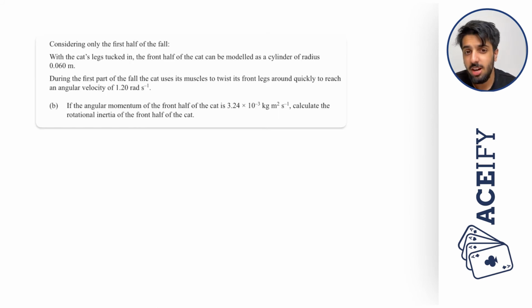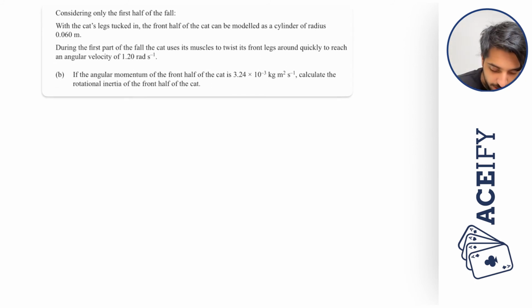Considering only the first half of the fall, with the cat's legs tucked in, the front half of the cat can be modeled by a cylinder of radius 0.06 meters. During the first part of the fall, the cat uses its muscles to twist the front of its body quickly to reach an angular velocity of 1.2 radians per second. If the angular momentum of the front half of the cat is 3.24 times 10 to the negative 3, calculate the rotational inertia of the front half of the cat.